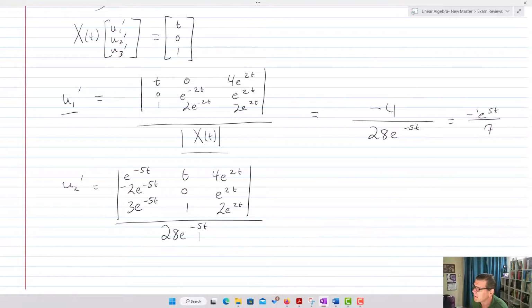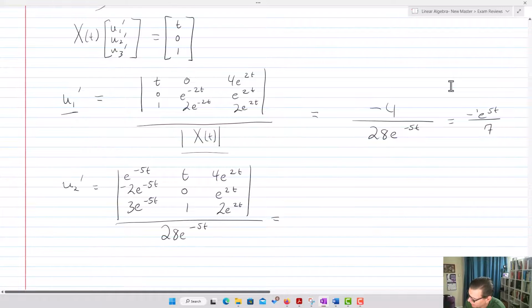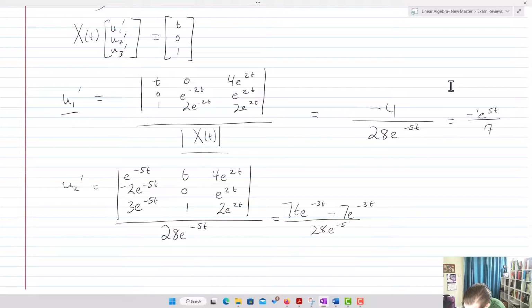And when I go find its determinant, what I end up with is 7e to the negative 3t, 7te to the negative 3t minus 7e to the negative 3t over 28e to the negative 5t. So this ends up being te to the 2t minus e to the 2t over 4.